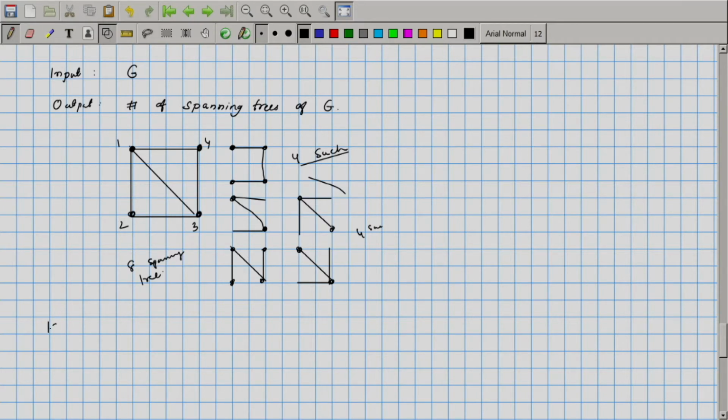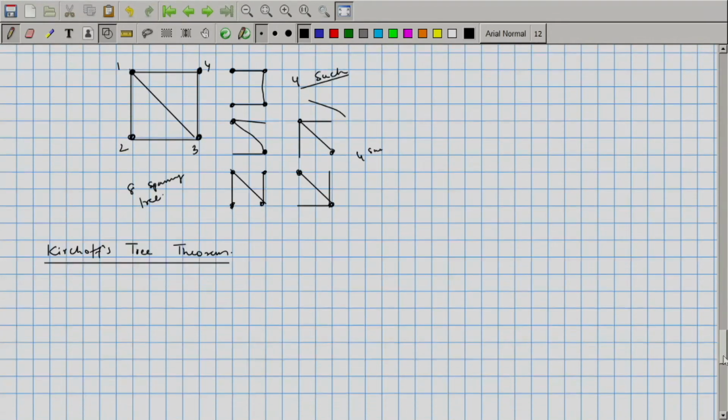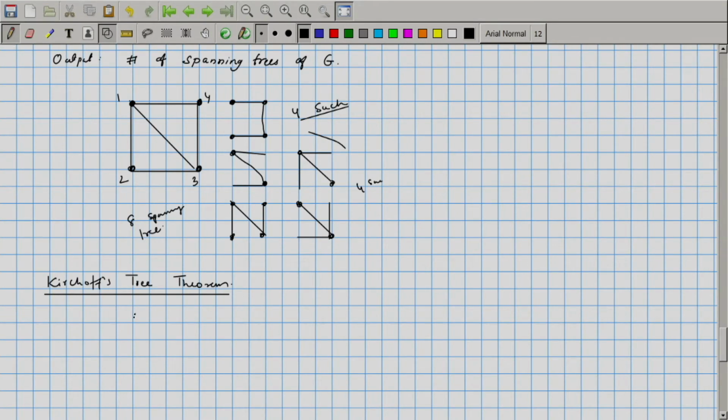There is a theorem called Kirchhoff's tree theorem, which basically helps us solve this problem quickly. The theorem says, suppose you look at the matrix A, which is the adjacency matrix for the graph. Okay, so A let us call it as the adjacency matrix, so in this case it would be the matrix with 1, 2, 3, 4.